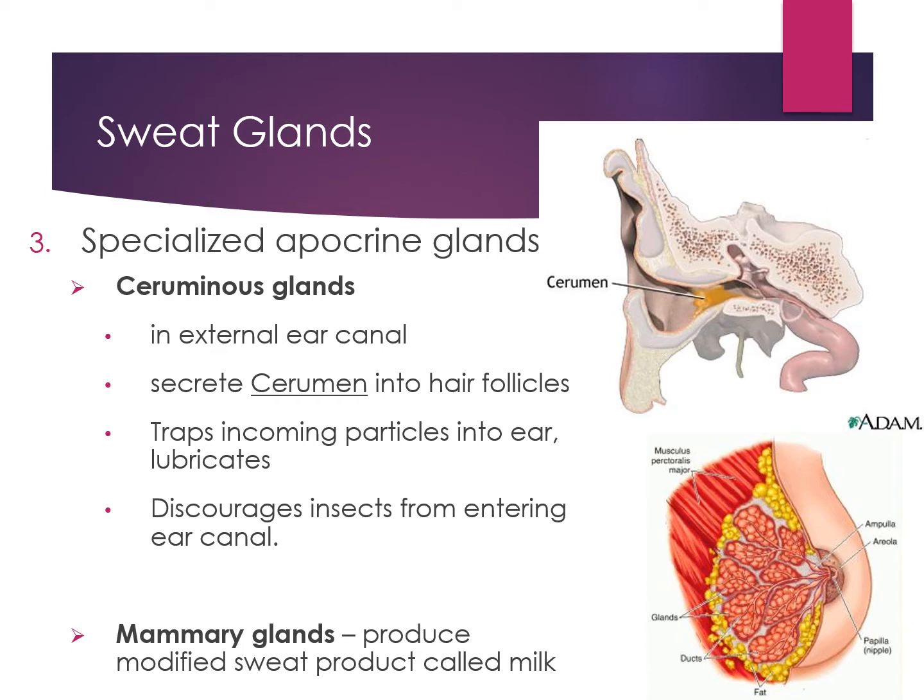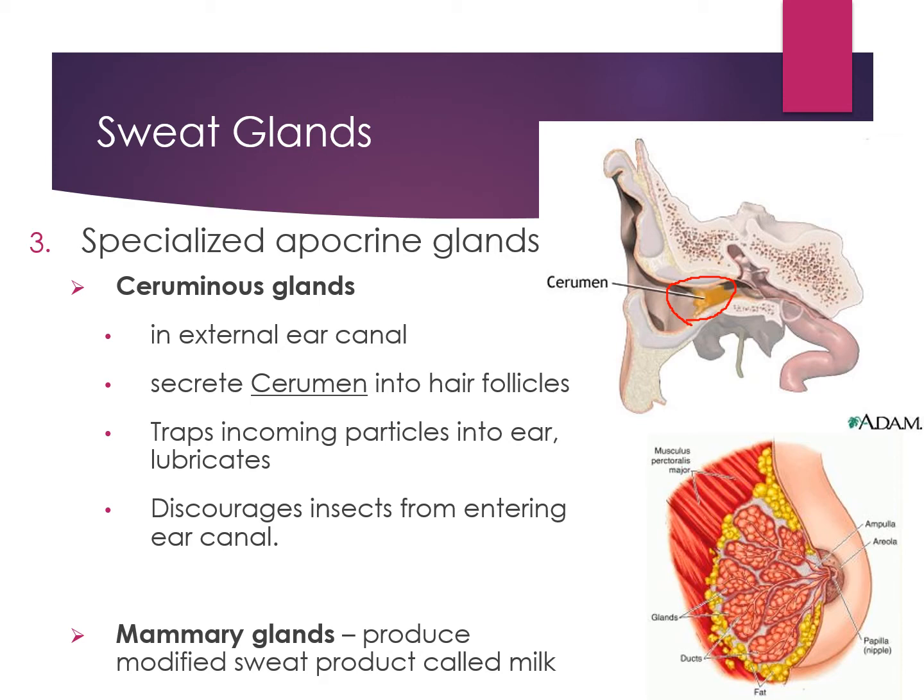The apocrine glands of the ear and breast are specialized glands. Ceruminous glands are apocrine glands that are located in the external ear. There, they secrete cerumen, or earwax, into hair follicles, which direct the cerumen up to the surface of the canal. This waxy substance traps dirt and dust at the opening of the ear. It also discourages insects from entering the canal, and it provides lubrication.